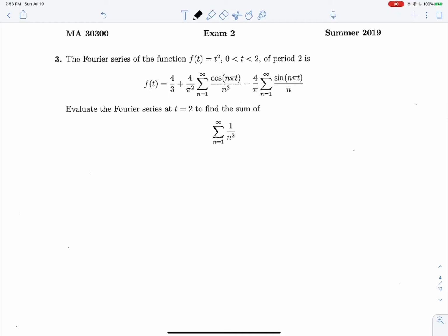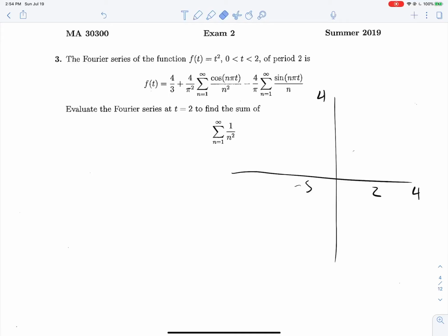Question 3, the Fourier series of the function f of t is equal to t squared from t between 0 and 2 of period 2 has a Fourier series found for us already. That's nice. Let's evaluate the Fourier series at t is equal to 2 to find the value of that infinite sum. While it might not look like it, this is a question that if you do not graph it out, you will likely get it wrong.